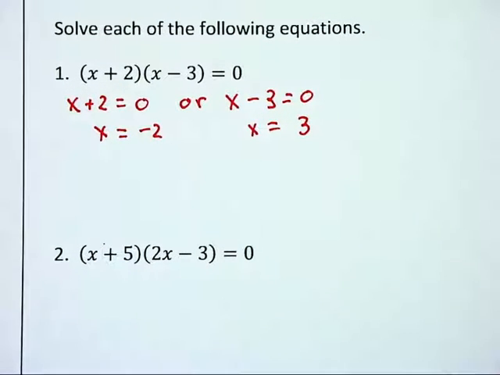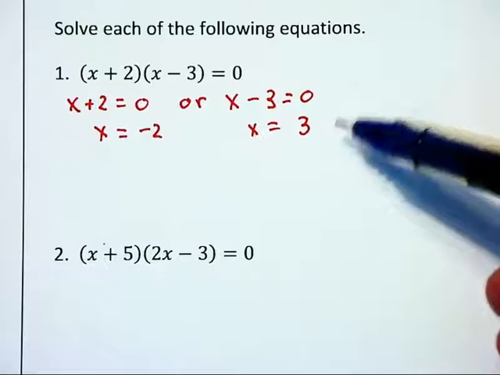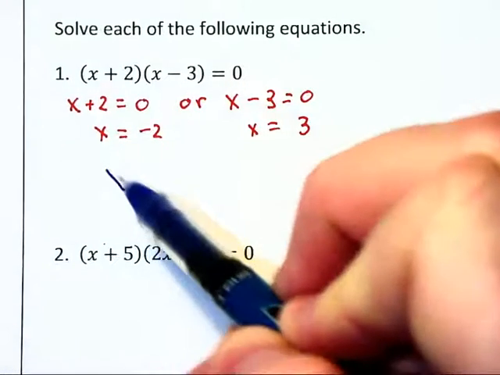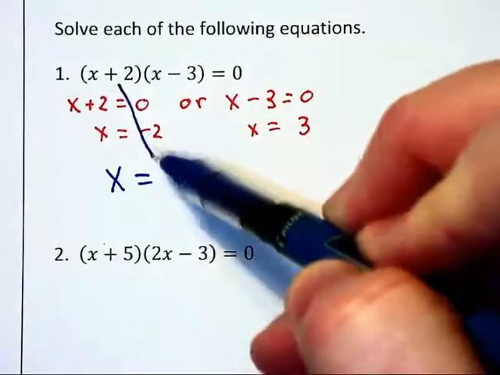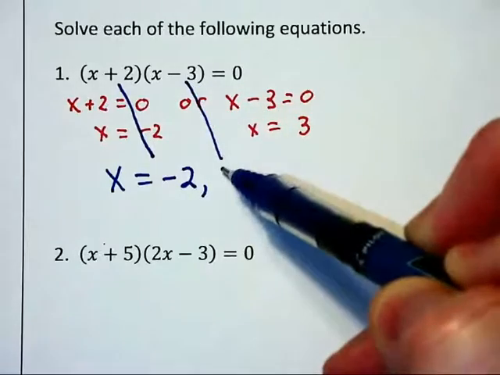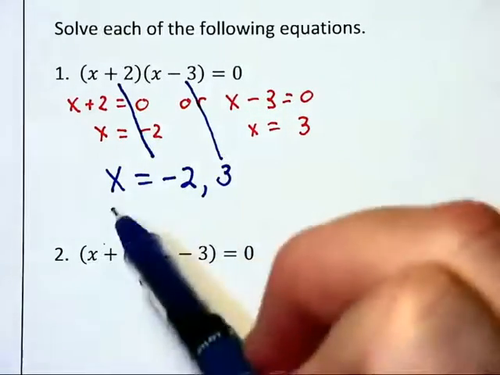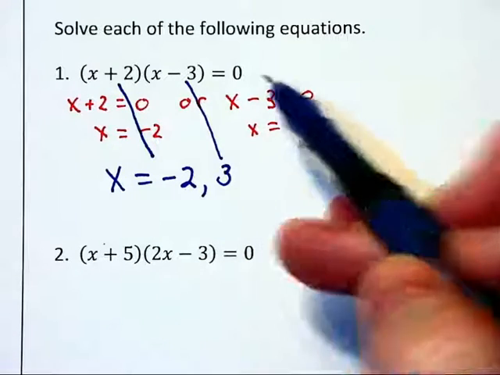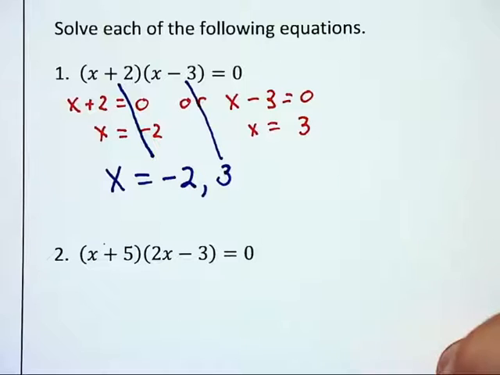Well, that's technically the work that you're supposed to be showing, but most of us are looking for a shortcut. So we say, look in the parentheses, there's a plus 2, I'm going to change that to a minus 2. There's a minus 3, I'm going to change that to a positive 3. And there is my solution set, the two possible values that work. Most people skip over what is in red there.